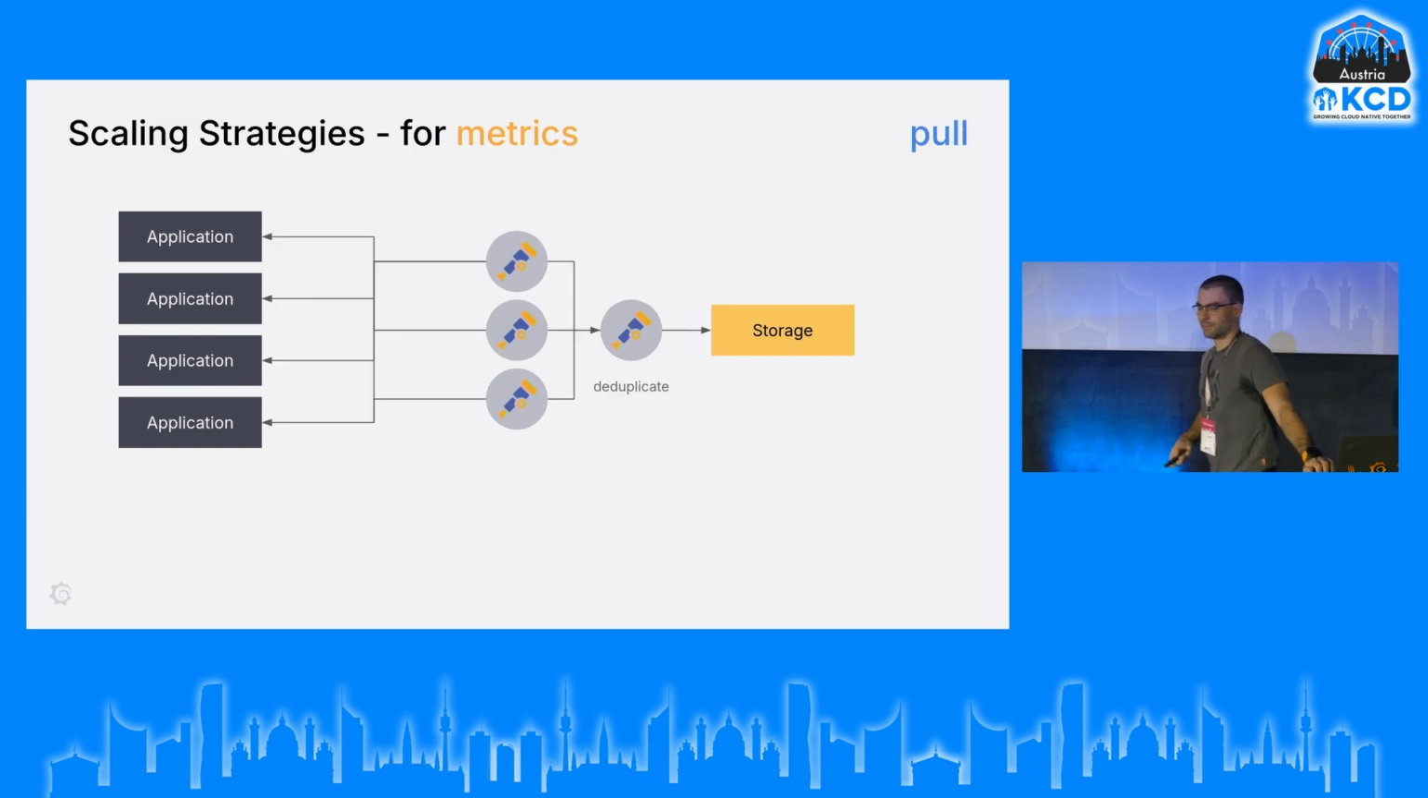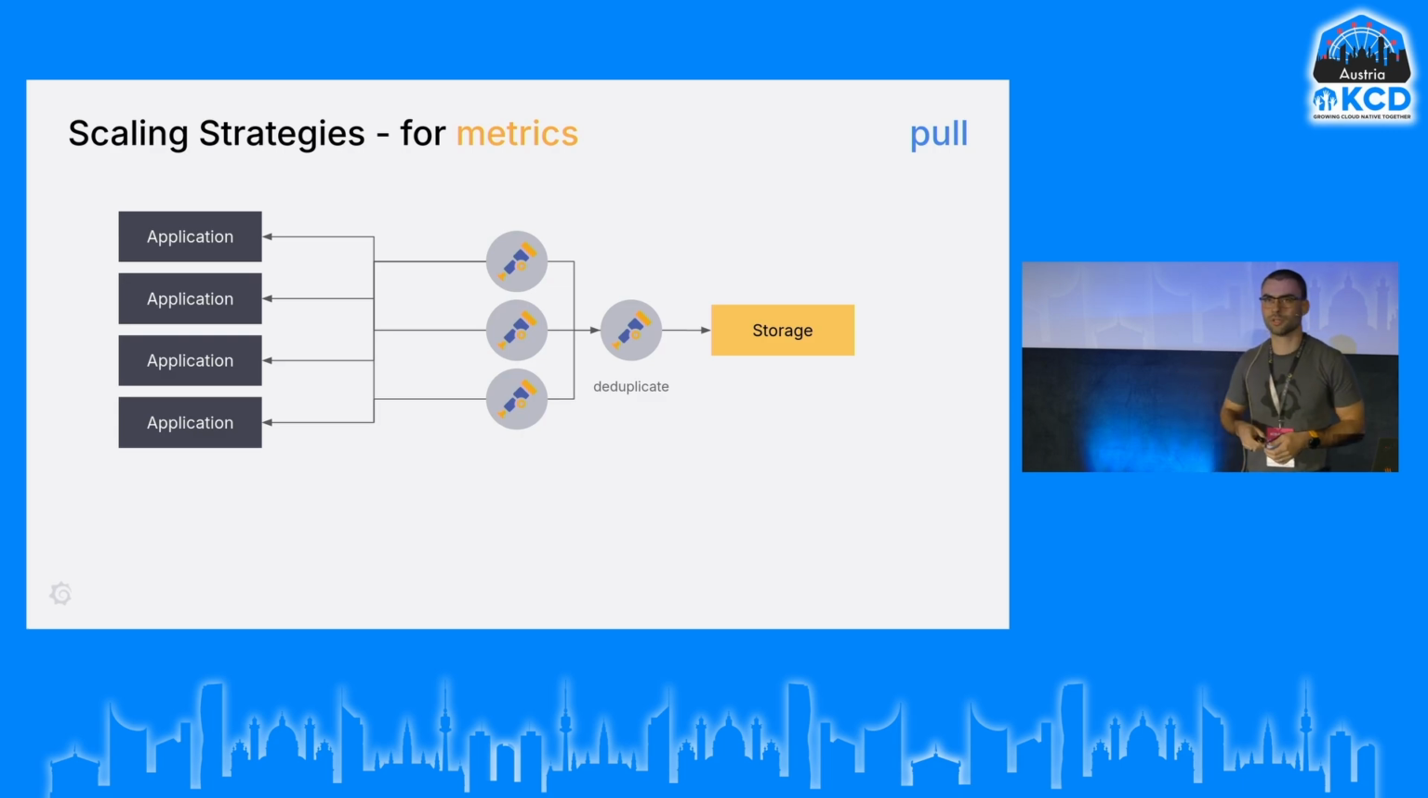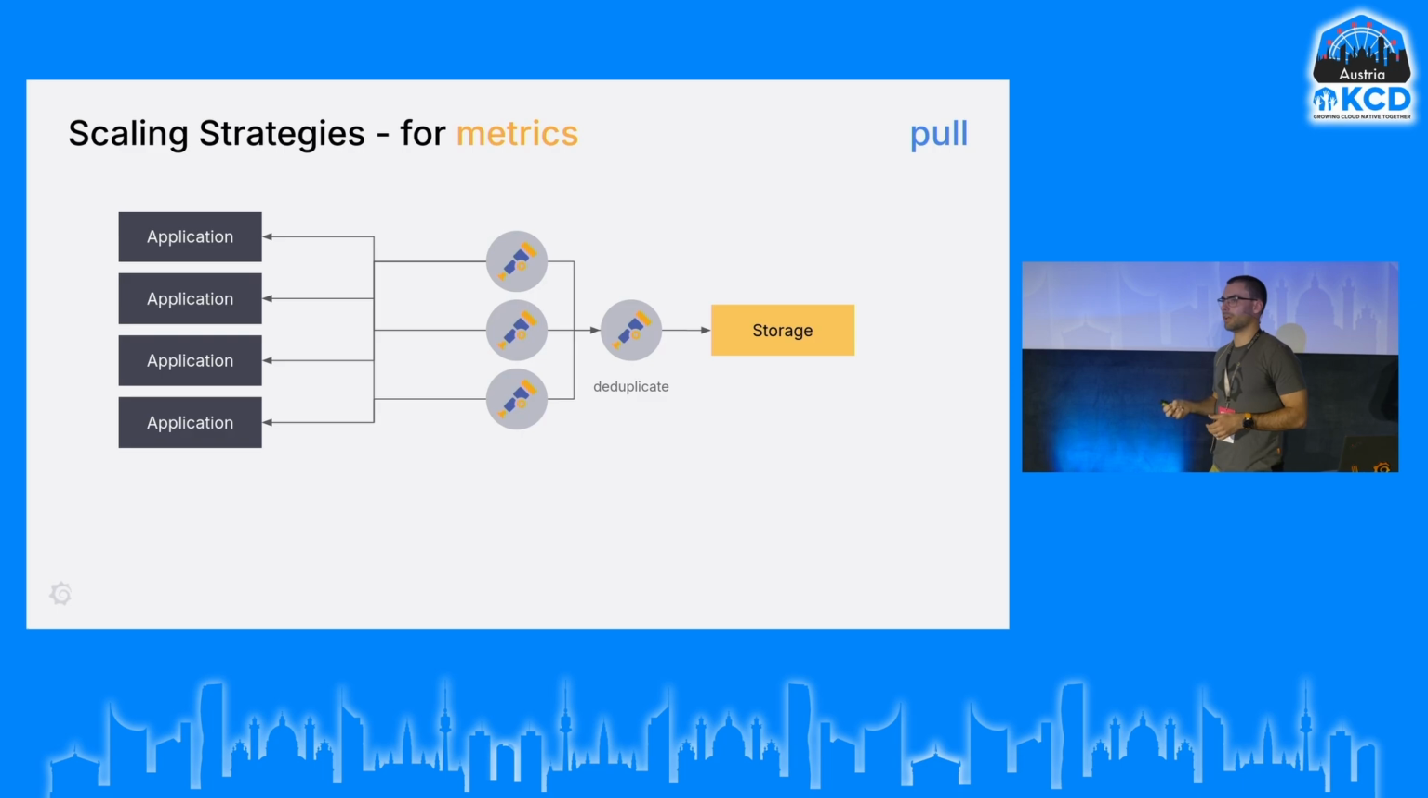For metrics, if you have pull-based metrics, this approach kind of works as well. You have multiple collectors scraping the same endpoints, but you might already be able to see the issue with that. Now you have multiple collectors scraping all the endpoints, and you have the same data at multiple collectors, so you need another layer to deduplicate that, and it's a lot of data which you don't really want to replicate that often. So it's not ideal, but it works.